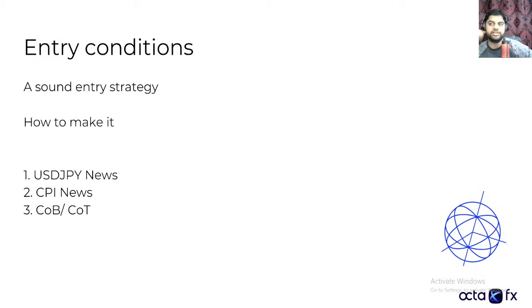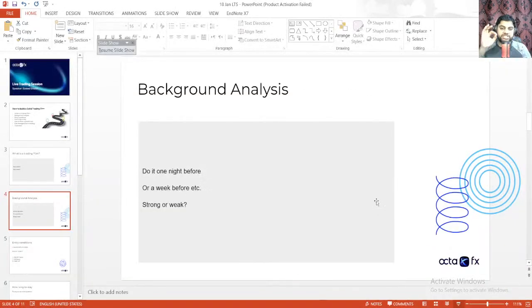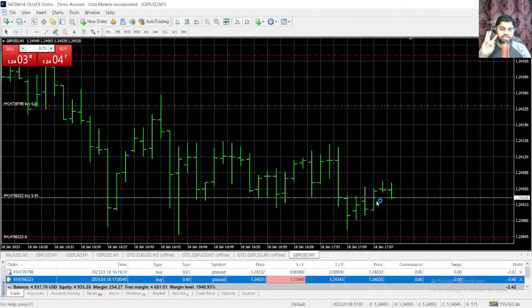But first, I want to tell you that for entry conditions, you need a sound strategy, a pretty sound strategy. And what is a sound strategy? A sound strategy is one in which you have a sufficient background analysis, and then you have confirmation, and then you have specific entry bars. These are the three stages of a sound trading strategy.